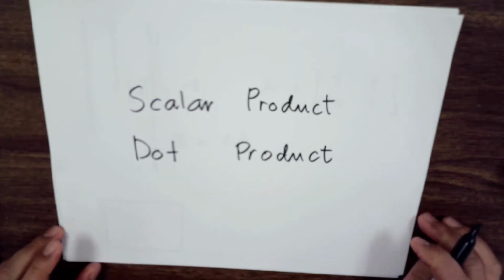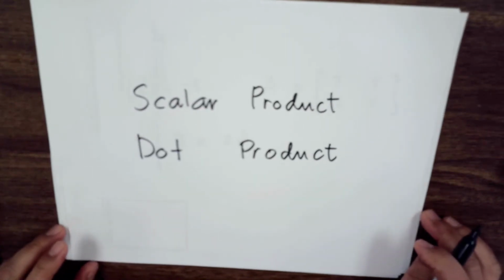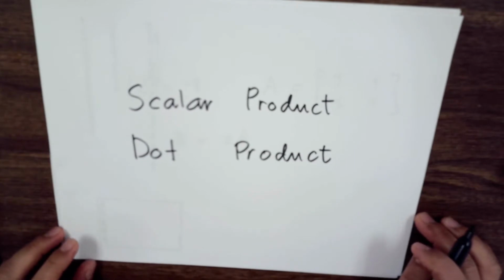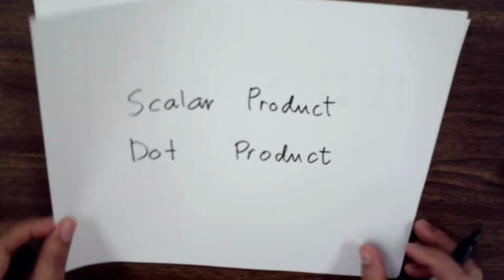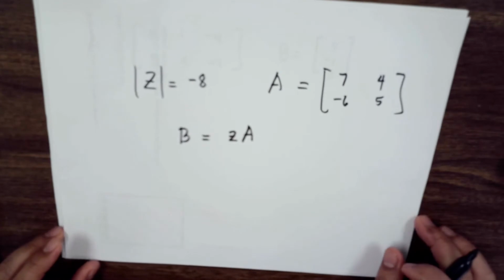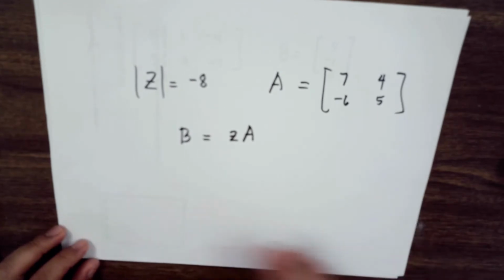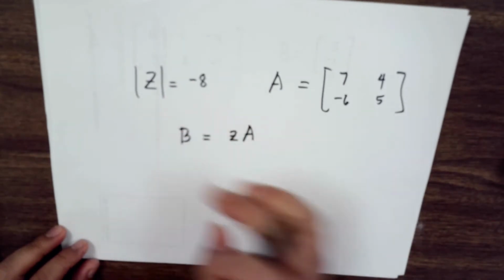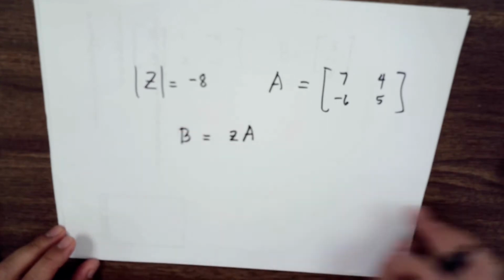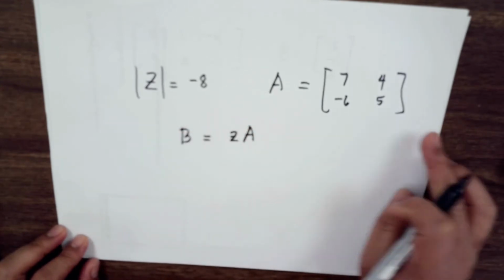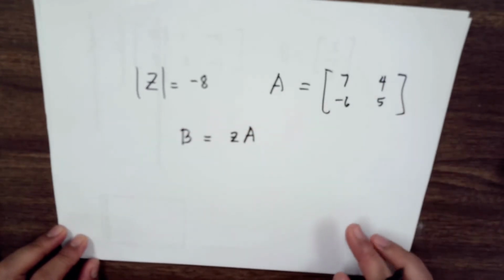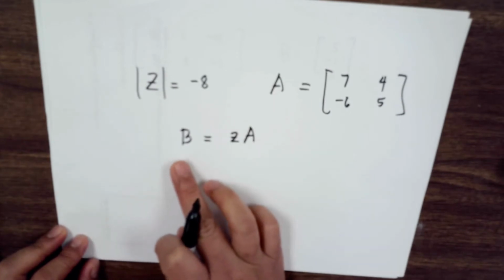This lesson is about the two types of multiplication on matrices. We have the scalar product and the dot product. Scalar product, from the word itself, you have a scalar quantity, which is -8. We have learned that it's just a number, and that's a -8. And you have a matrix with this element. You would like to create another matrix, which is B.